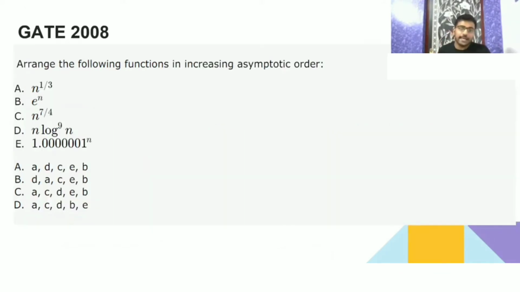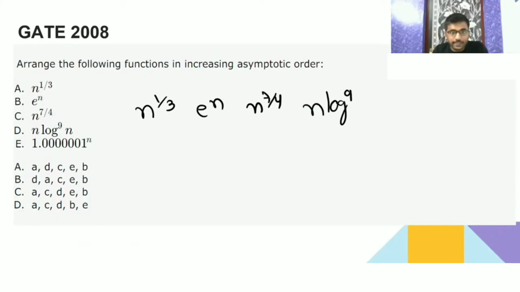Try this. Arrange the following functions in increasing asymptotic order. First you have to tell which one is smaller, then which one is greater, in increasing order. So how to compare? The functions are n to the power half, then e to the power n, then n to the power 7 by 4, then n to the power log 9 n, then 1 to the power 100.